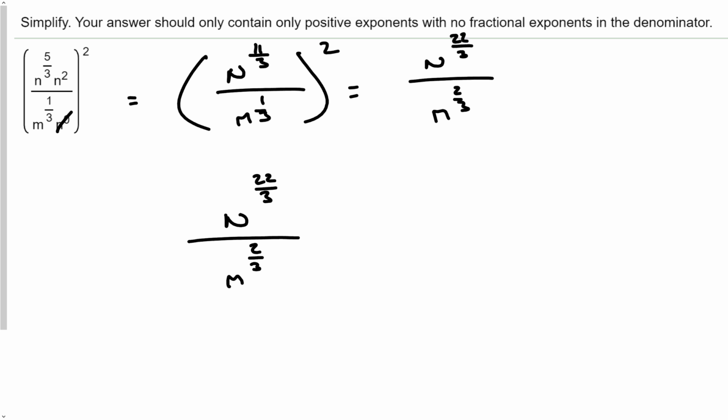Okay, so I want eventually to make the denominator into m to the first power. So in order to do that, I need to multiply the top and the bottom by m to the 1/3 power. 2/3 plus 1/3 equals 1. That's good. On the top, I leave that. Okay, and that is now my answer.